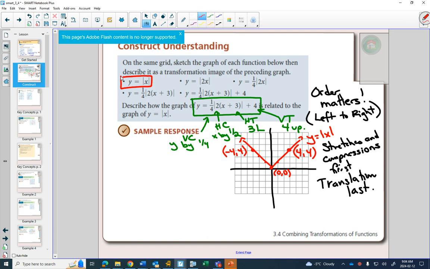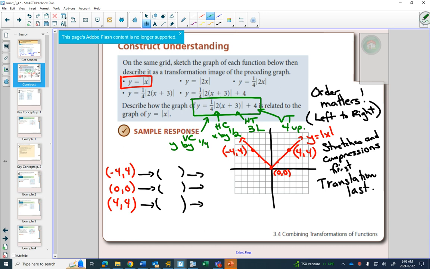What that will look like in our method, we can start with our points. We have -4 and 4, 0 and 0, and 4 and 4. We're going to draw arrows. An arrow for our stretches and compression, and an arrow for our translations. So when we have multiple things happen, we will always do stretches and compressions first, this part here is our stretches, and this part here is our translations.